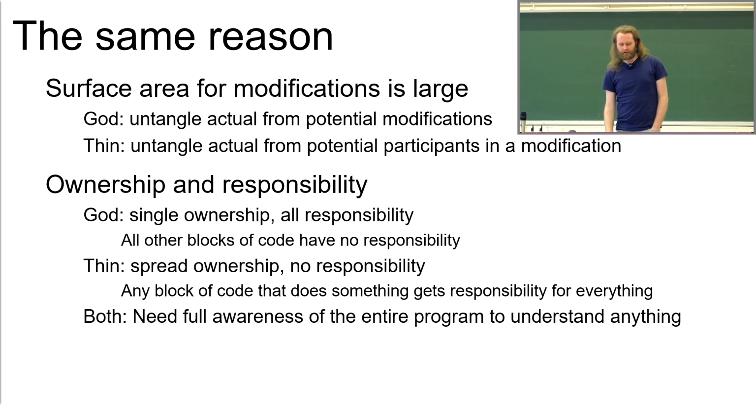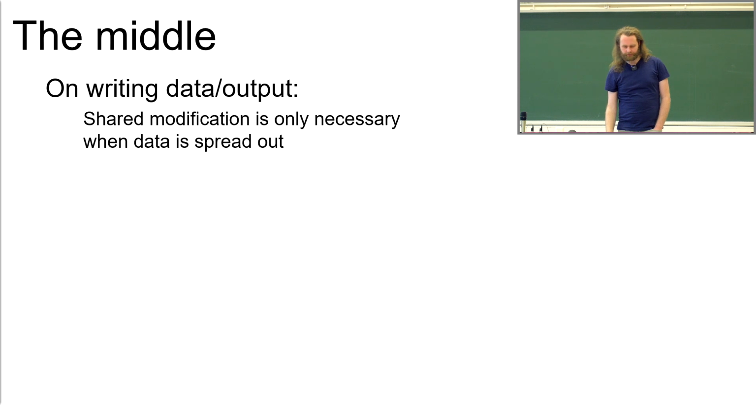So let's see if we can find the middle point of these and see if there is kind of a peak optimality where code quality is at the maximum at some middle, and what exactly defines that middle. So what was the hard problem again? Well, okay, so what's happening? When we are writing data, shared modification. So we're modifying multiple things in multiple places. Modifying multiple things in multiple places is only necessary if we have multiple places.